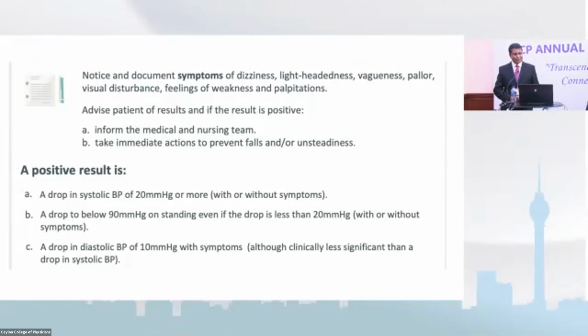There are three criteria. Either one is a significant finding for postural drop. More than 20 systolic blood pressure drop with or without symptoms, or a drop of systolic blood pressure below 90, even if the drop is less than 20, with or without symptoms, is important. And a drop of diastolic blood pressure of 10 with symptoms is again considered. So systolic more than 20, diastolic more than 10, with or without symptoms, is important as postural drop. And the systolic blood pressure drop is more significant than the diastolic blood pressure drop.